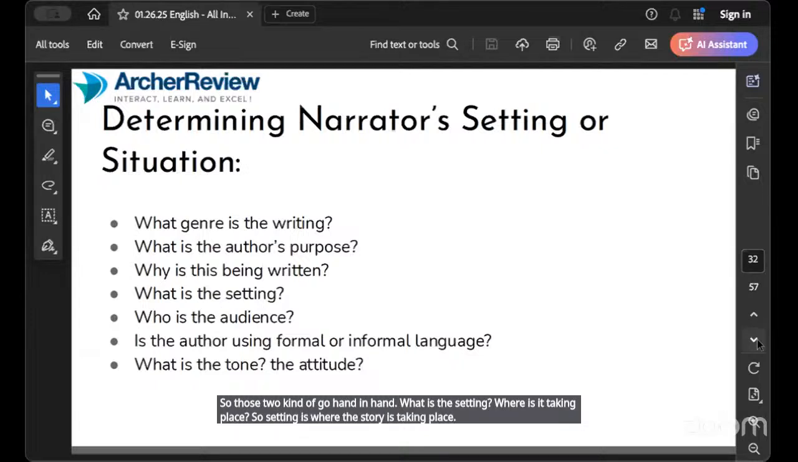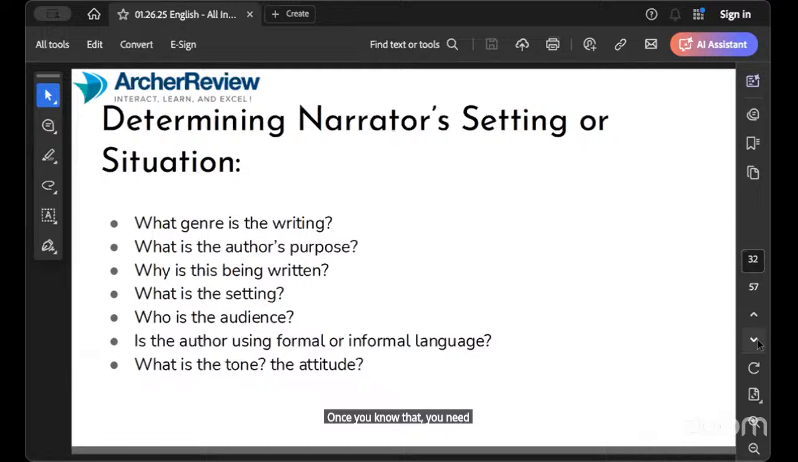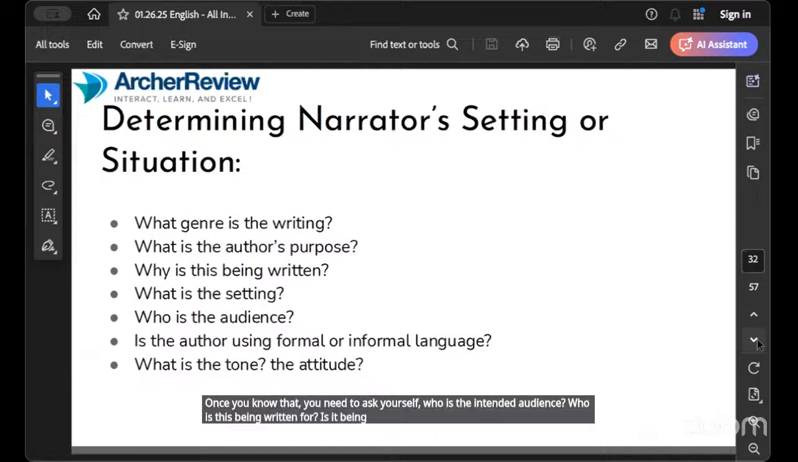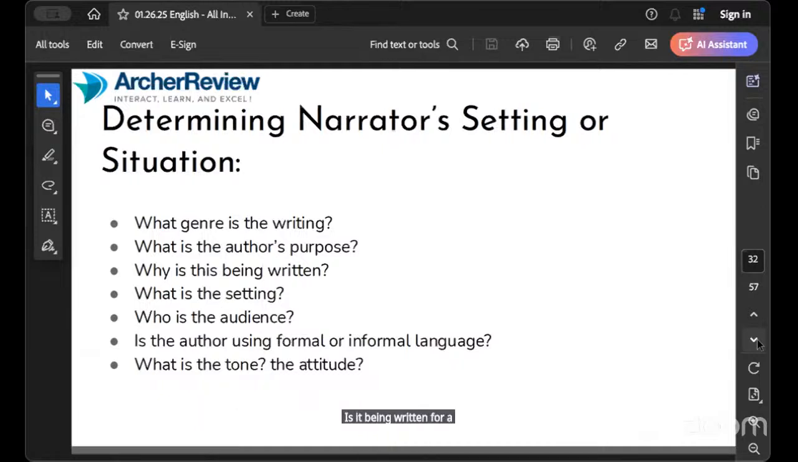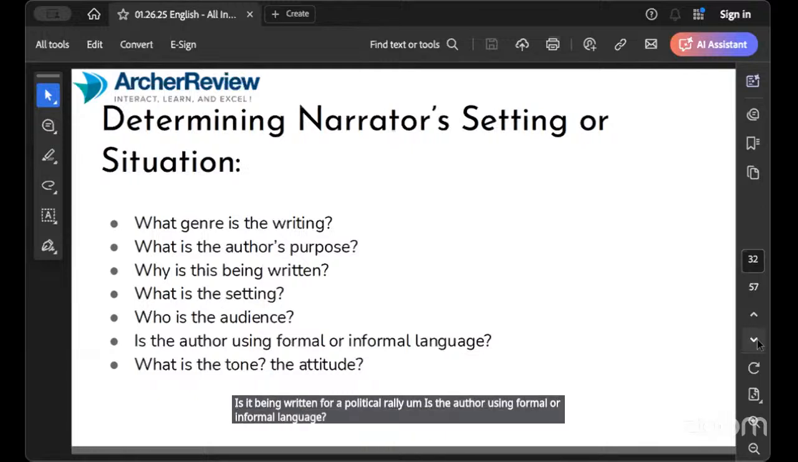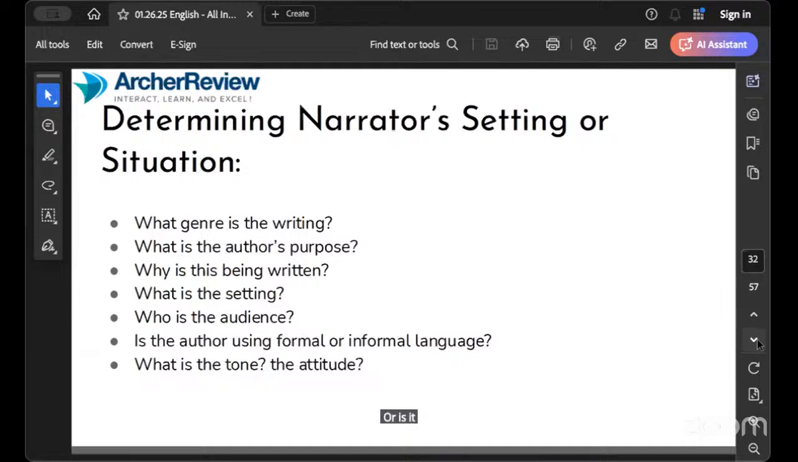Once you know that, you need to ask yourself, who is the intended audience? Who is this being written for? Is it being written for a group of college students? Is it being written for a political rally? Is the author using formal or informal language? So is it very academic or is it informal? Or is it just proper formal?